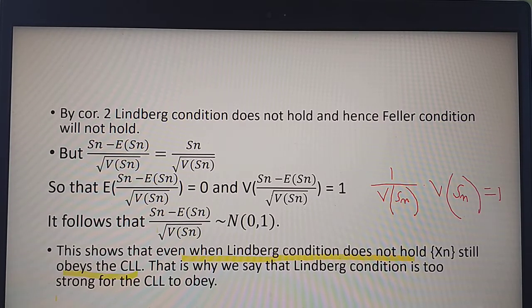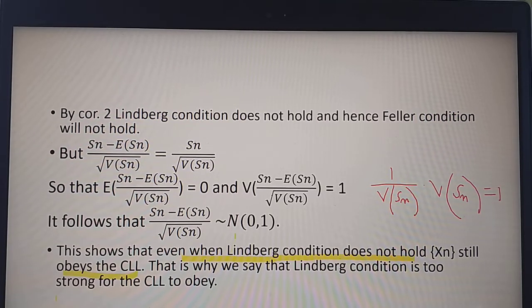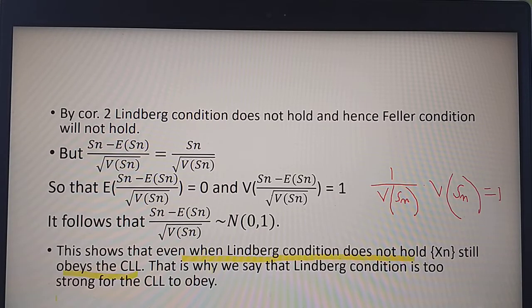You can verify this by computing the characteristic function, the Cf, of this quantity, which will ultimately give e to the power minus half t square. That is the Cf of the standard normal variate. And then applying the continuity theorem, you can conclude this. So this example shows that when the Lindeberg condition does not hold, the central limit law can still hold.